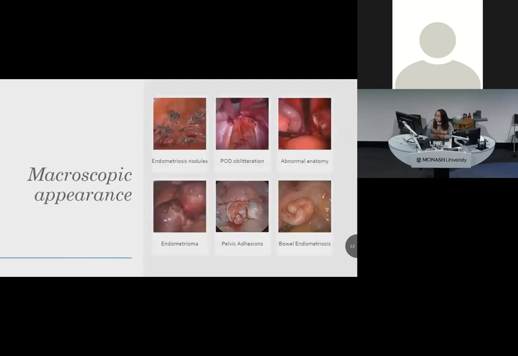This is what it will look like in your labs. Most of the time it'll look like this, but it can also appear in other ways. So this is your classic chocolate cyst endometrioma. Endometrioma is just endometriosis of the ovary. Then there are pelvic adhesions, making the pelvis look bizarre and not right. And you've got a bit of bowel endometriosis just there.